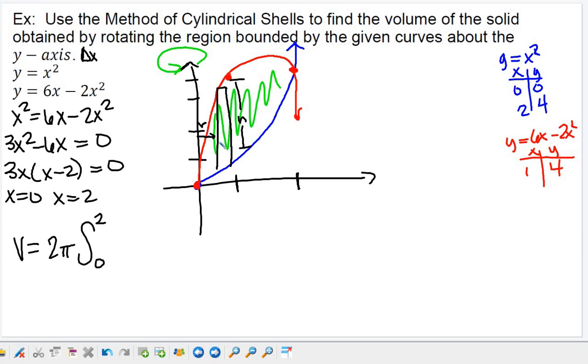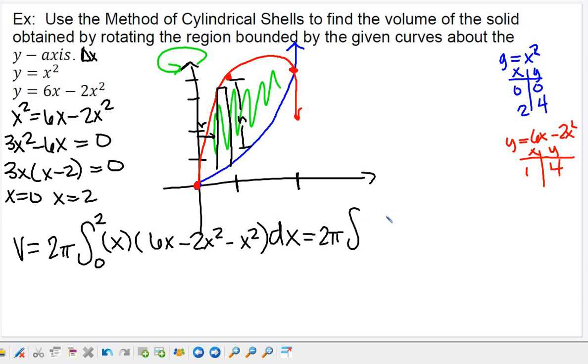So my distance here is x. This is left to right. So whatever this x value is, that's my radius. So I have radius. Now my height is the distance between these two functions. So it's kind of reminiscent of finding the area between the two functions. How do I find the distance between those two functions? You subtract them, right? So what function is on top? Well, the red function. So that's 6x minus 2x squared minus the blue function, which is x squared, and then dx, my delta x.